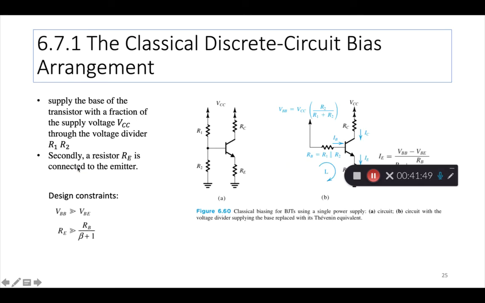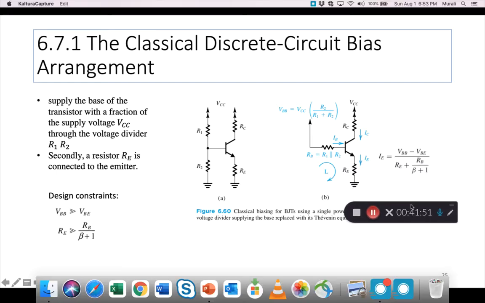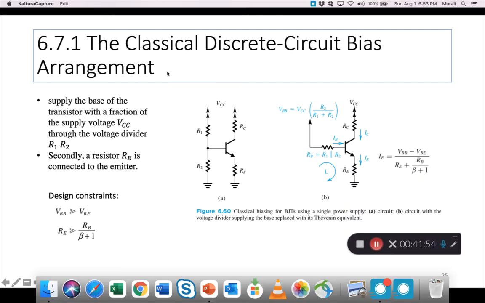So what are the better ones? Here are the better ones. This is called the classical discrete circuit bias arrangement. It uses the voltage divider with 2 resistors on the base circuit, but in addition you bring in an RE. So with this combination you get one of the best, or at least the popular, biasing arrangement. So we'll spend a lot of time on it.